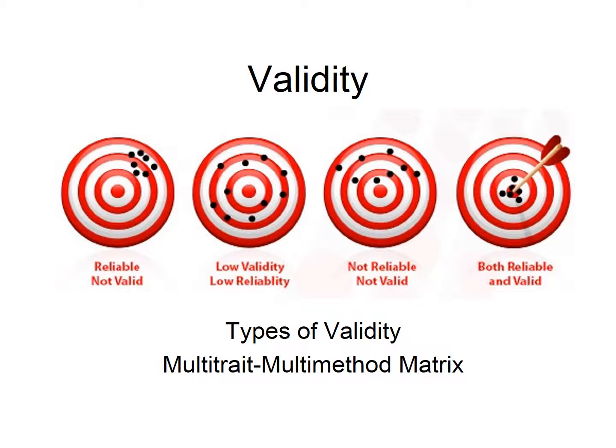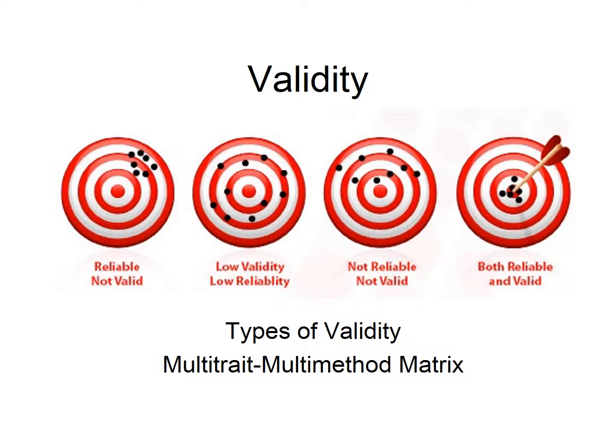The problem is just because a measure is reliable doesn't mean it's valid. Validity is, are we measuring what we think we're measuring? So I can have a highly reliable measure, for example, the ruler to measure height. But if what I think I'm measuring is cognitive ability, in that case, a ruler is a highly reliable, non-valid measure of cognitive ability. A ruler is a highly reliable, valid measure of height.